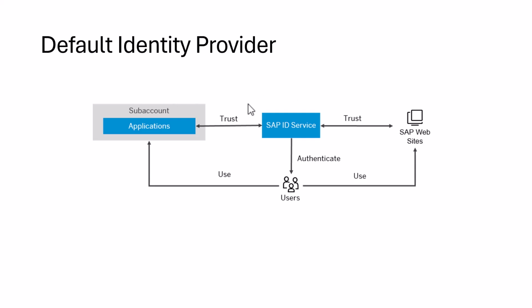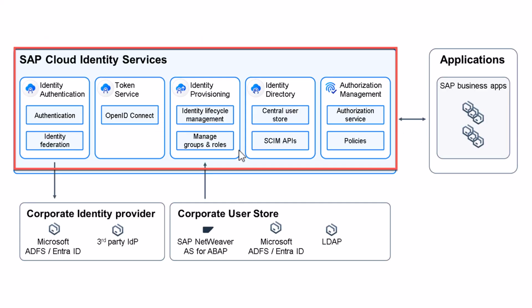So we already looked at the SAP ID service. This is the default identity service that is established when you get the SAP BTP account. And what we have done is we have gone ahead and established a trust with our own SAP Cloud Identity Services. Now, SAP Cloud Identity Services has various components inside of it, as you can see here.